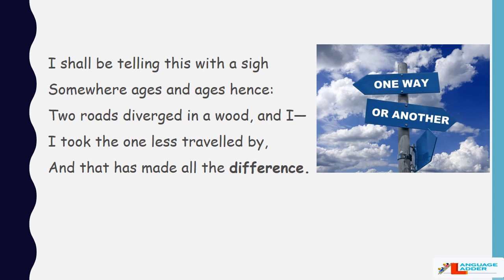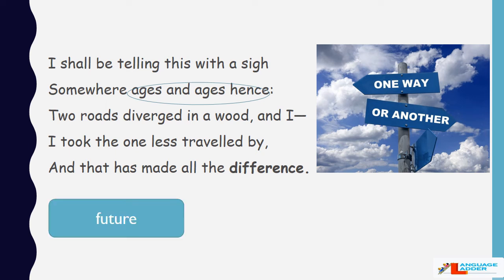Let's look at some key phrases and figure out what these lines mean. Ages and ages hence. That means future or several years down the line. Next, sigh. This sigh could be sad, happy, or maybe a sigh of relief. And then there is a pause after I. Perhaps the poet wants to emphasize the decision that he made, the choice he made.